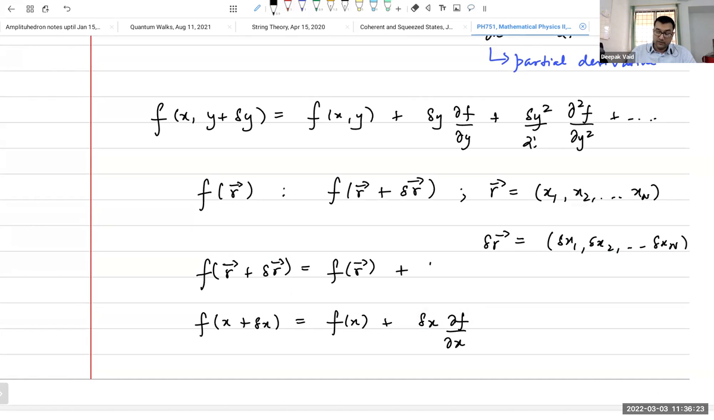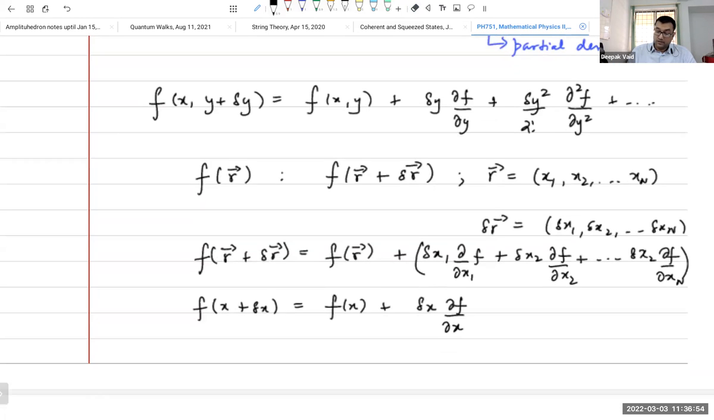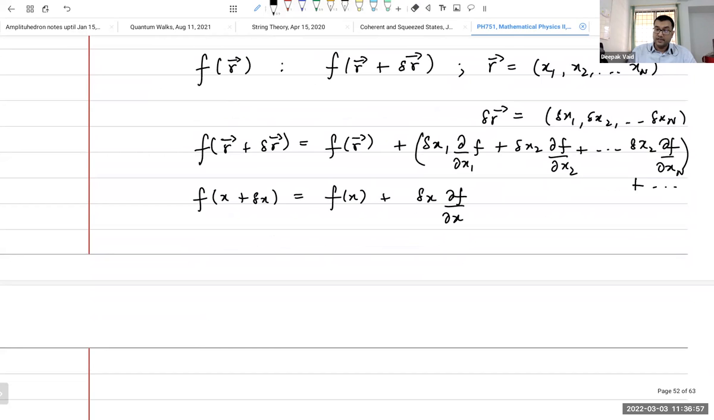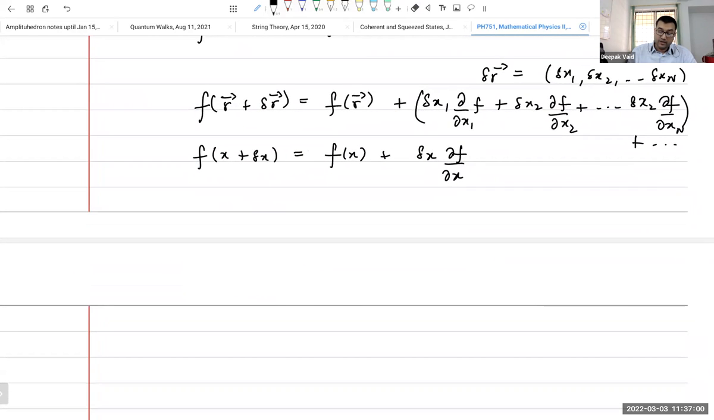The natural generalization will be delta x1 d by dx1 of f, plus delta x2, and so on, for each term. Now, this expression can be written in a way which will make things look a little bit simpler, which is as follows.